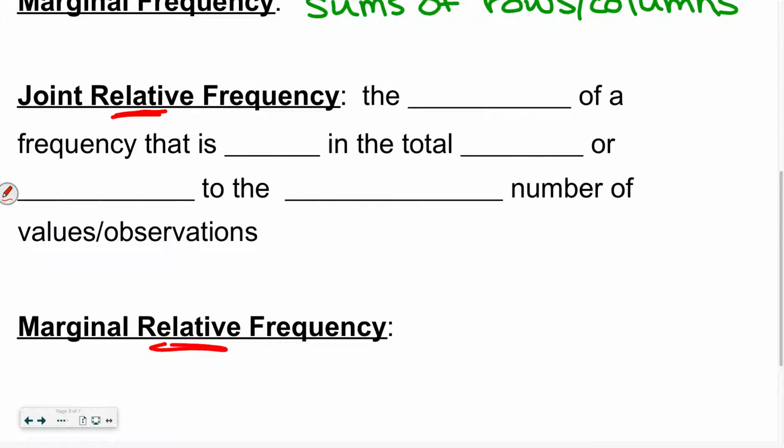So a joint relative frequency, we're going to say, is the ratio of a frequency that is not in the total row or column. Remember, it's a joint relative frequency, so it's got to be where they're together. They're not on the margins, they're not on the outsides, they're not in the totals of the rows and columns, they're in the middle of that table. Okay, to the total number of values or observations.